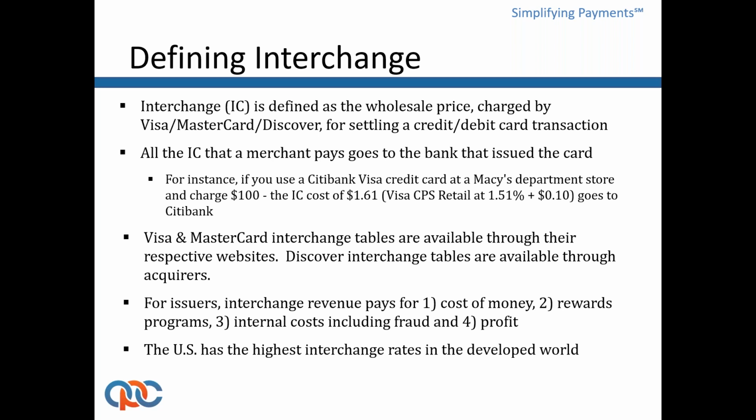And when you look at the interchange in the United States and compare it with that of other developed countries, whether you're looking at Canada, Australia, Europe, the United States has the highest interchange rates in the developed world. And in the next couple of slides, you'll understand why.